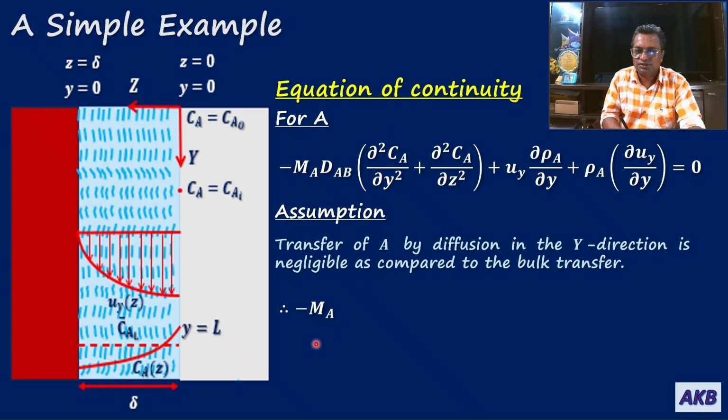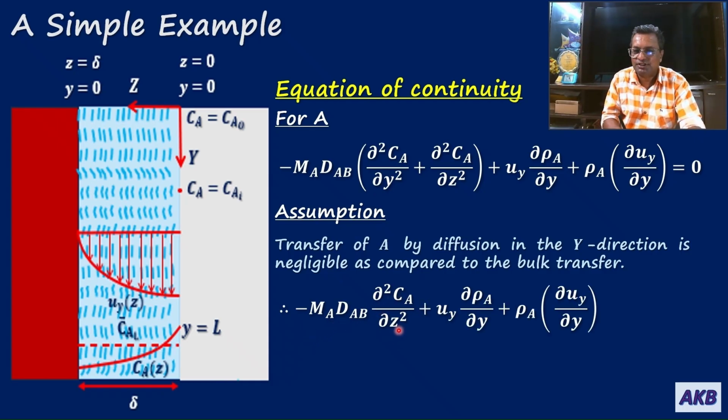So with this assumption, the equation will be modified to this form: minus MA into DAB ∂²CA/∂z². Now ∂²CA/∂y² has become 0, plus uy into ∂ρA/∂y plus ρA into ∂uy/∂y, that is equal to 0.